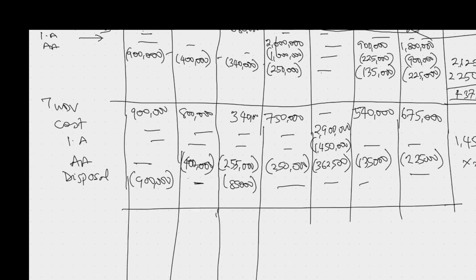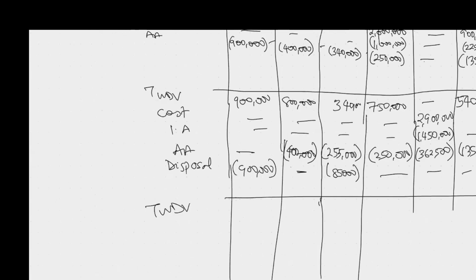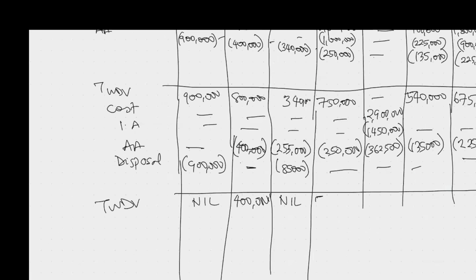Tax written down value in the last year. This one should have gone. Nothing again, we have disposed it. This guy still remains 400. This one too has gone. This one will remain 500. Give me the balance for this one. Okay.